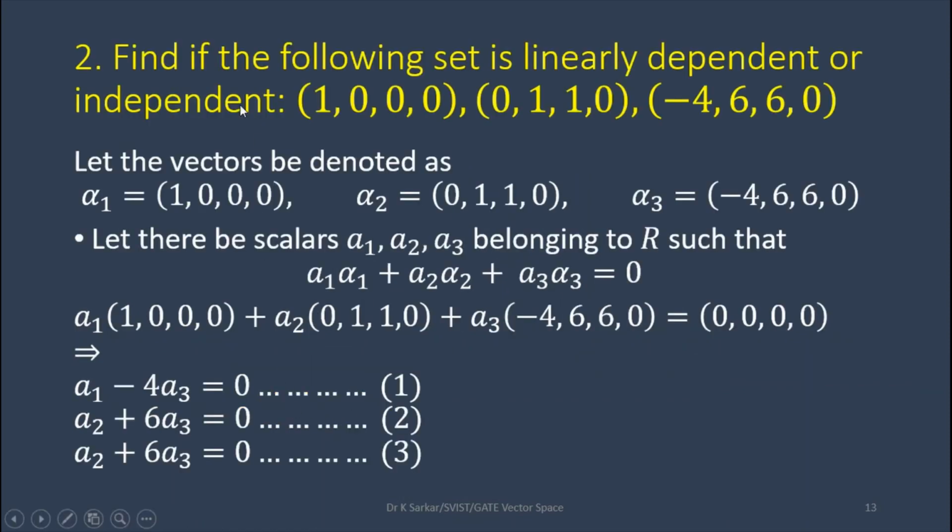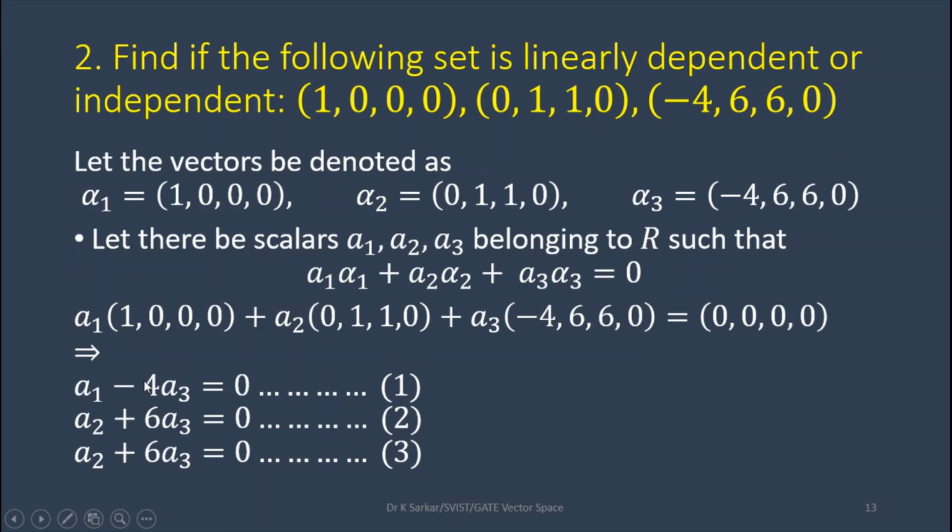Next question, find if the following set is linearly dependent or independent. (1, 0, 0, 0), (0, 1, 1, 0), (-4, 6, 6, 0). Let us take the vectors as alpha 1, alpha 2, alpha 3, and let us take the scalars a1, a2, a3 belonging to R such that this linear combination holds.